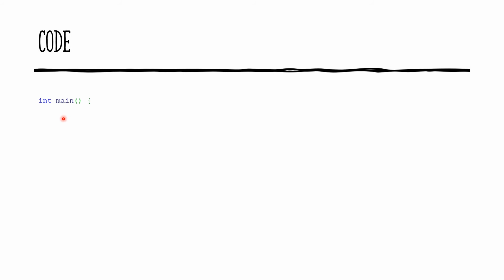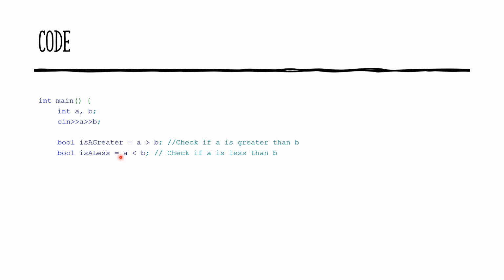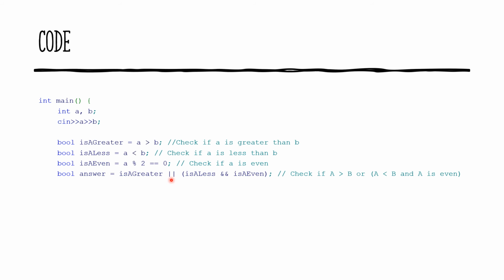Let's quickly look at the code now. First we declare two integer variables. Next we take user input. Next we calculate if a is greater than b and store it in this variable. Next we check if a is less than b and store it in this variable. Next we check if a is even and store it in even variable. Next we use OR operator and AND operator to calculate final result and store it in answer. Finally we print the answer and return.